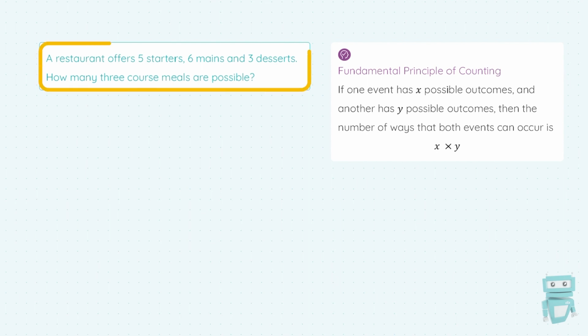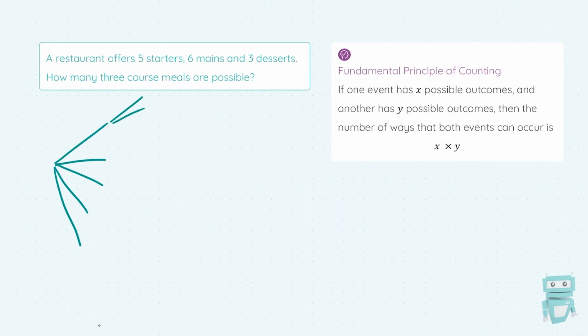I'm told a restaurant offers 5 starters, 6 mains and 3 desserts. How many 3-course meals are possible? Now look, there's loads of ways you can think about this. For example, you could draw some sort of a diagram to try to see, okay, there's 5 starters. Each of those starters has 6 mains. And you could kind of draw out your diagram from there. And then each of those mains will have 3 desserts. But I hope you can see that this is going to get really big and really busy very, very fast.